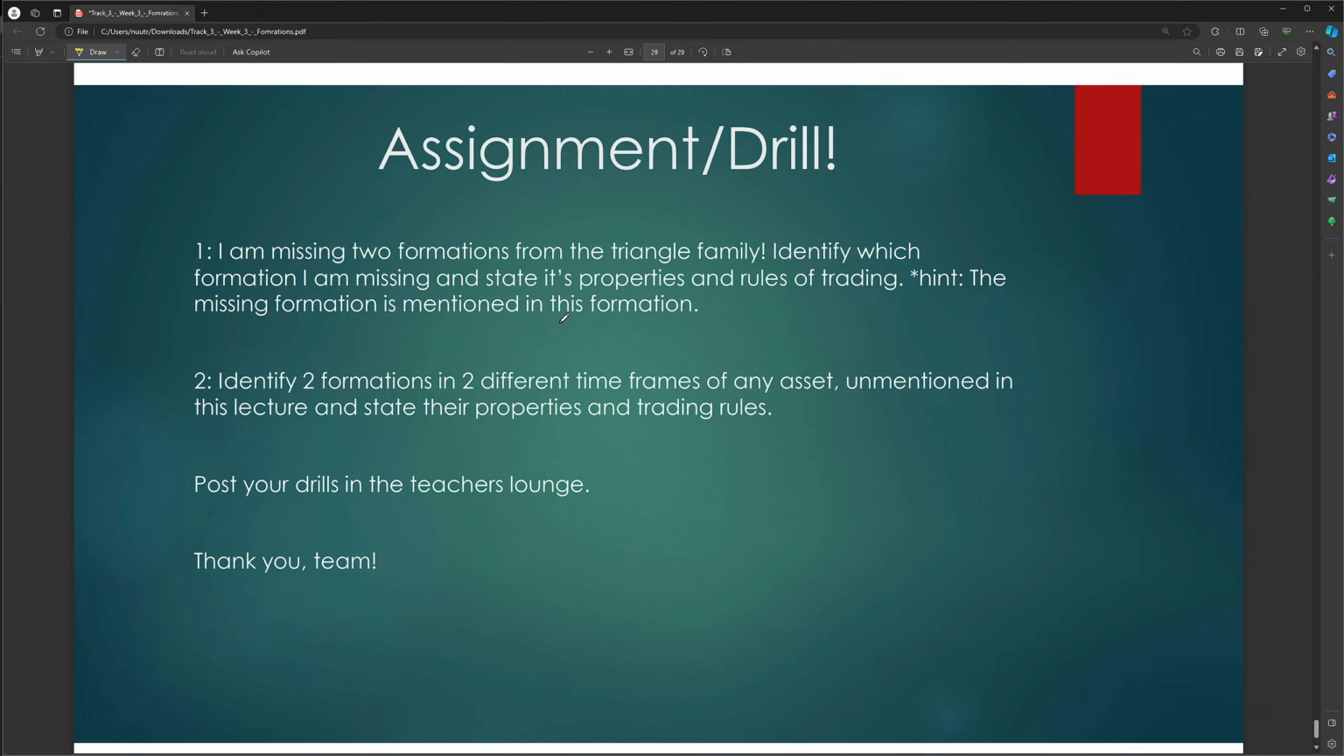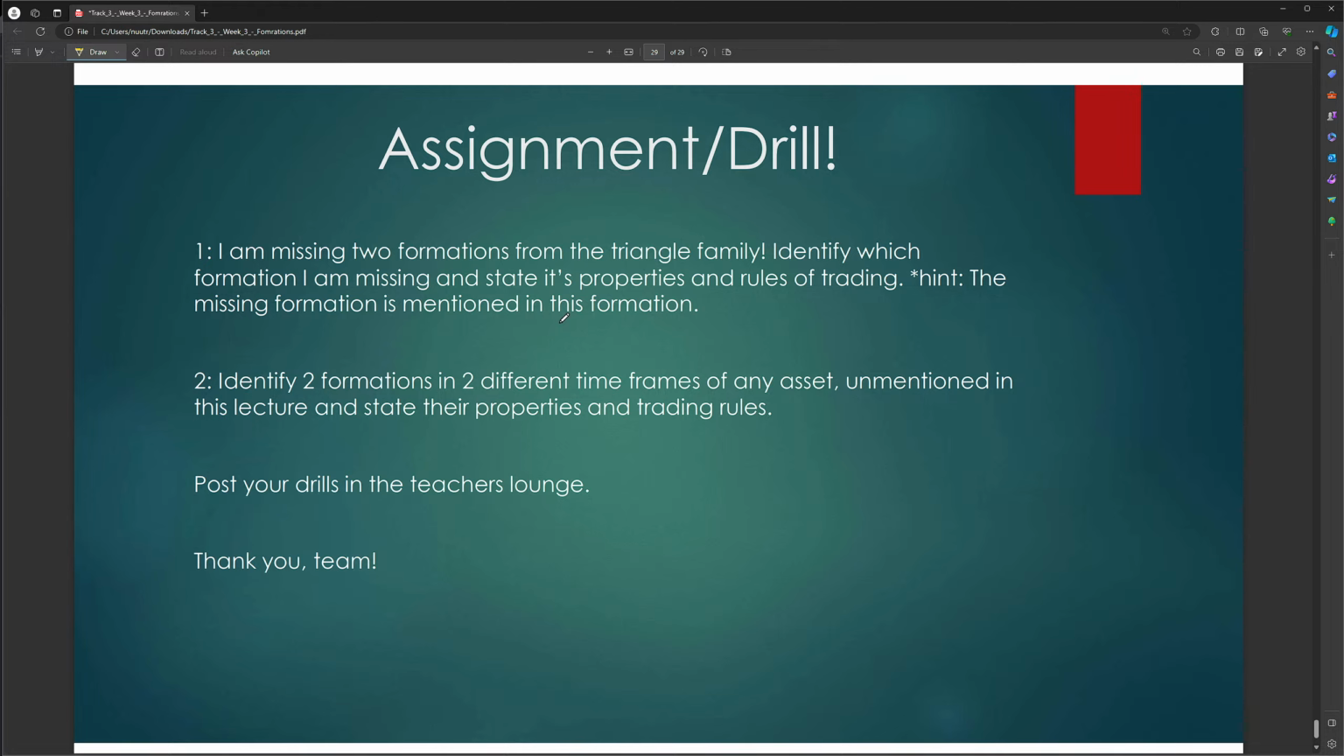Okay? Remember, a descending triangle, otherwise known in mathematical terms as a right-angled triangle, gives you a variation of the same thing. So know that this is going to be a little bit of a challenge for you. Okay? Identify the two missing formations.